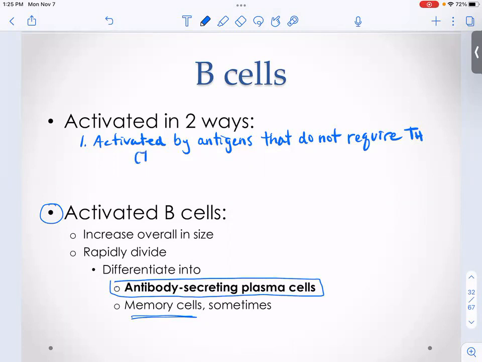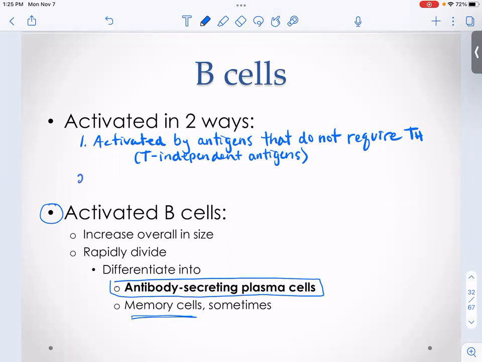Okay, so we call those T independent antigens. When the B cell recognizes the antigen, that's the primary thing that needs to happen, and it will start to differentiate into plasma cells.